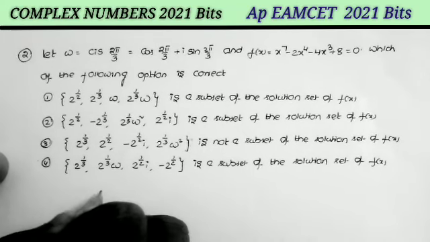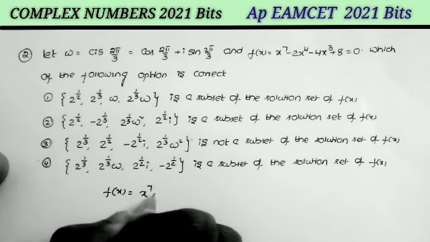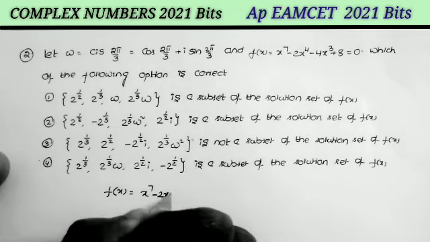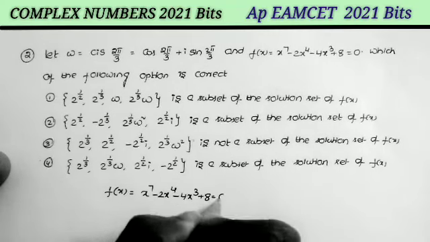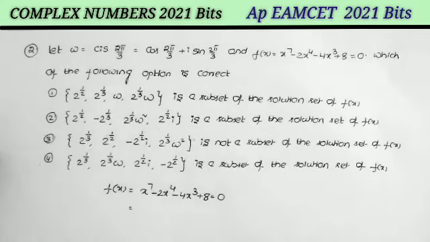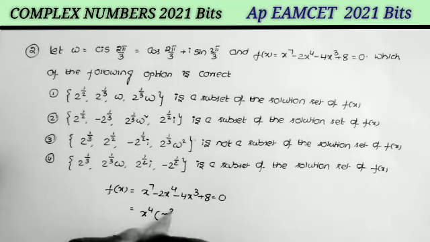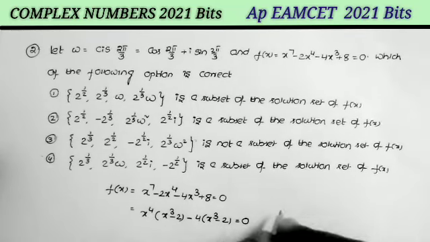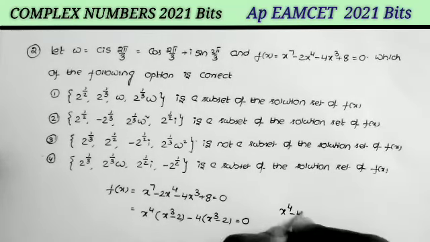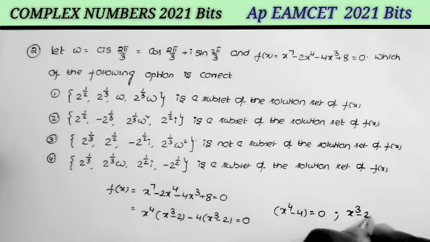So first I am taking the given function, f of x is equal to x power 7 minus 2 into x power 4 minus 4x cube plus 8 is equal to 0. Now I am taking x power 4 common from the first and second terms, so it becomes x cube minus 2, and here I am taking minus 4 common, so this is x cube minus 2 equal to 0. This implies the first equation is x power 4 minus 4 equals 0, and the second equation is x cube minus 2 equal to 0.